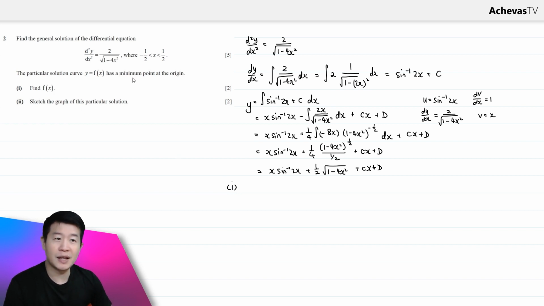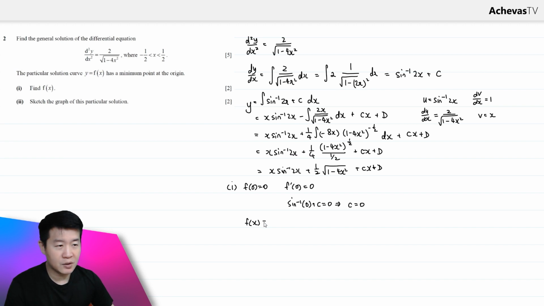So for f(x), we know that it has a minimum point at the origin, which means that we know f(0) is going to be equal to 0, and we know f'(0) is also going to be equal to 0. This will tell us that it is a stationary point, minimum point is a stationary point, and it passes through the origin, f(0) is equal to 0. Let me make use of this first to solve for c. So for this, f'(0) is equal to 0, which means that sine inverse of 0 plus c is equal to 0. This tells me that c is equal to 0.